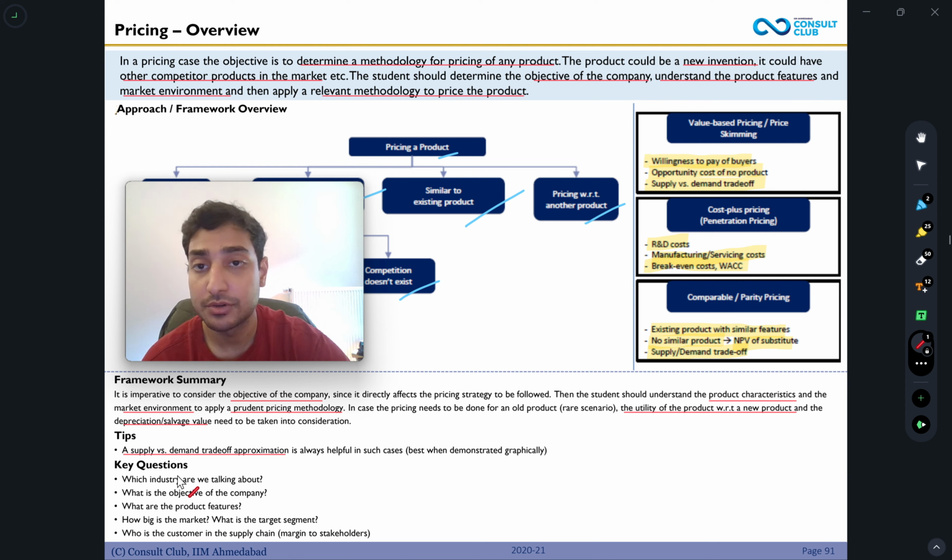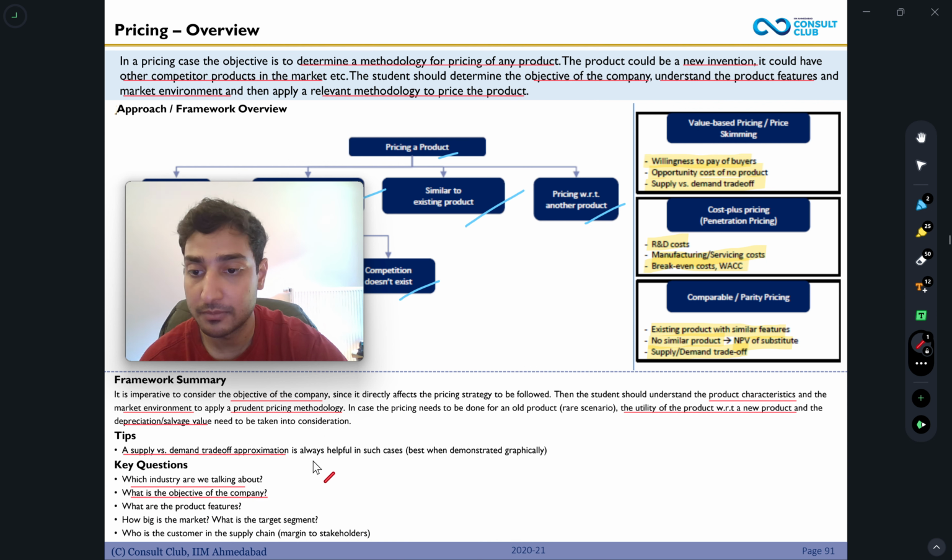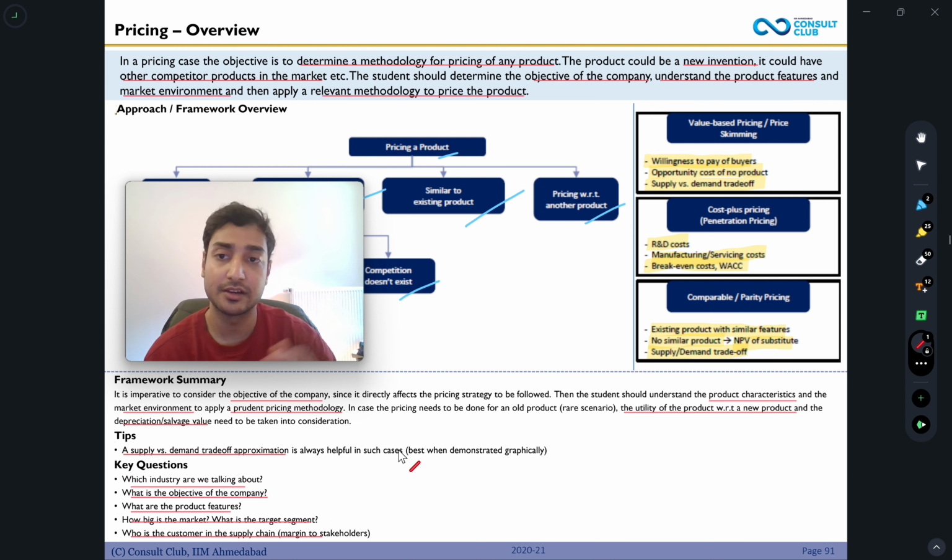The key questions you need to ask while solving a pricing interview are: which industry are we talking about? What is the objective of the company? What are the product features? How big is the market? What is the target segment? Who is the customer in the supply chain? Who is the customer means if you have a supply chain with distributors and retailers, you have to consider the margins of those stakeholders as well, and then decide your margins. So these are the key questions you have to keep in mind.